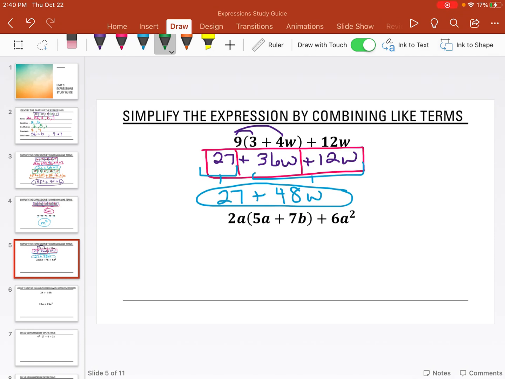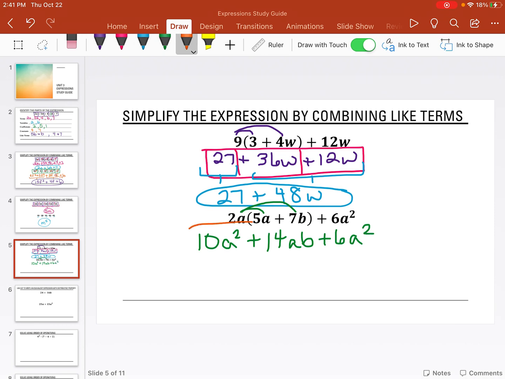Okay, same idea for the next one. We're going to have to multiply this in. So 2a times 5a. Remember, you multiply the coefficients and then multiply the variables. So 2 times 5 is 10. A times a is a squared. And then 2a times 7b. 2 times 7 is 14. A times b is just ab. And then bring down this plus 6a to the second power.